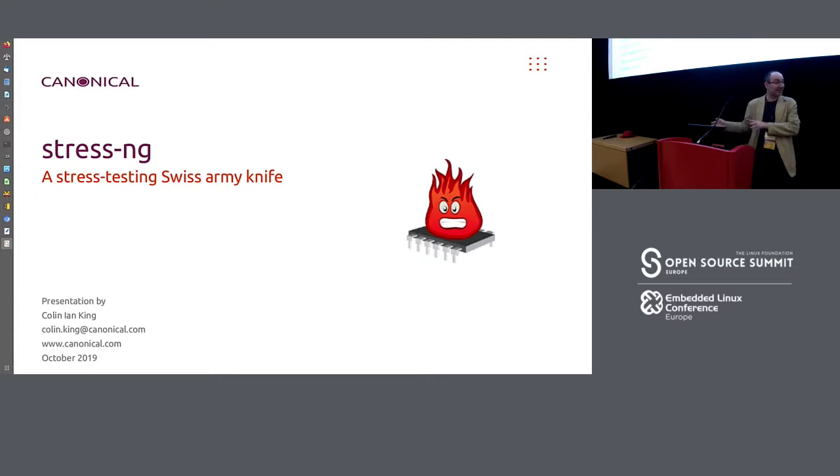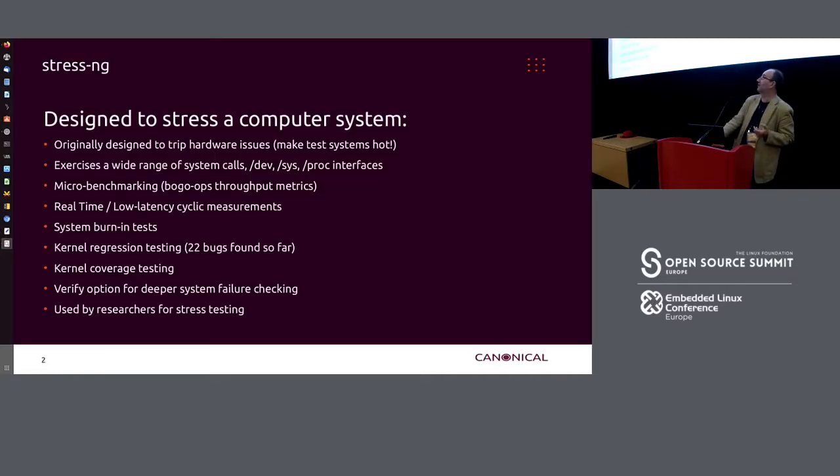So some of my work, I do static analysis in the kernel, and I find bugs and fix them. And other parts of my work is I run regression tests on the kernel, to make sure that we don't have any faults before we ship a kernel to Ubuntu users. So, without further ado, I'll talk about StressNG, which is a tool I wrote specifically to stress test systems and find bugs.